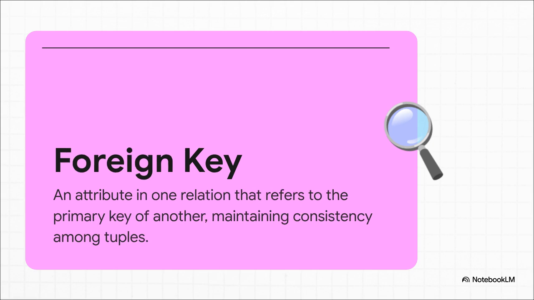And if the primary key is the fingerprint, then the foreign key is the magic glue that holds our whole database together. A foreign key is just a column in one table that holds the primary key from another table. This creates a reference, a direct link, connecting a student to a course and perfectly capturing that enrolled-in relationship from our blueprint.